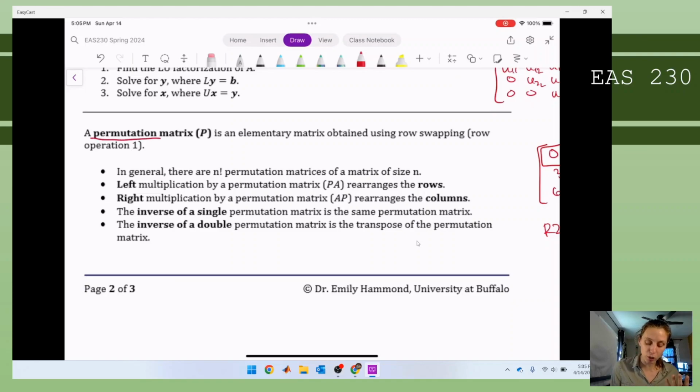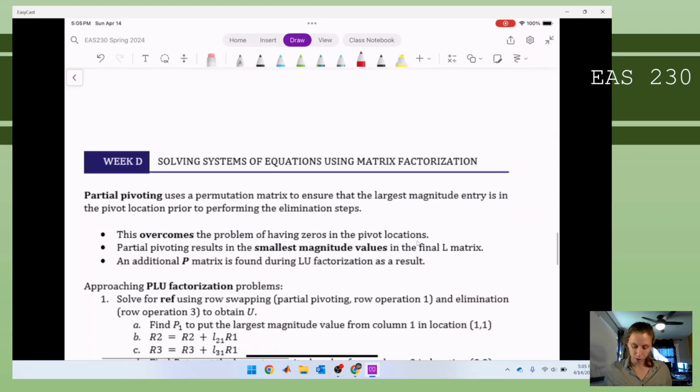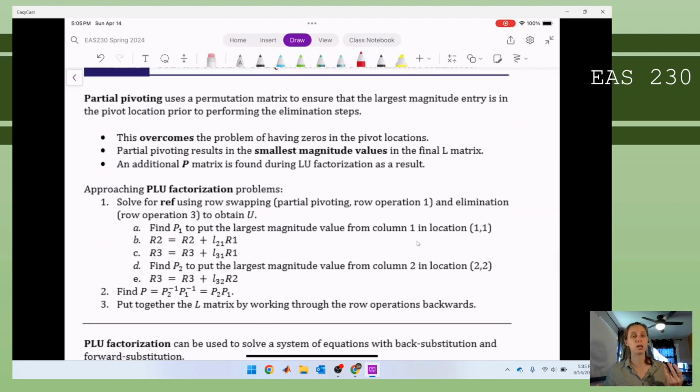P stands for a permutation matrix, which is the name of an elementary matrix that is obtained using row swapping. So row operation 1. So row 1 swapped with row 3. That's really it. Same idea. If we multiply A times P, it's going to go ahead and appear to do the row operation just like we did when it was EIJ times A. Does that row operation. Same thing. If we multiply the permutation matrix, the elementary matrix using row swapping by A, it appears to do the row swapping for us. So PLU factorization is going to allow us to do those row swaps.